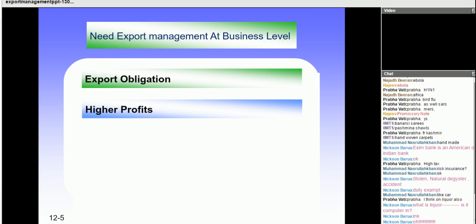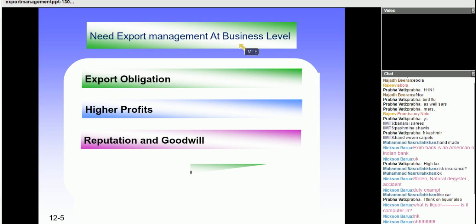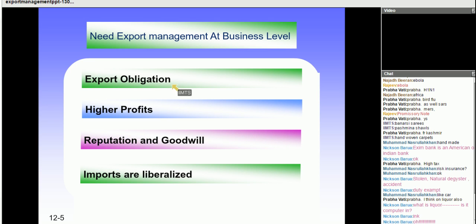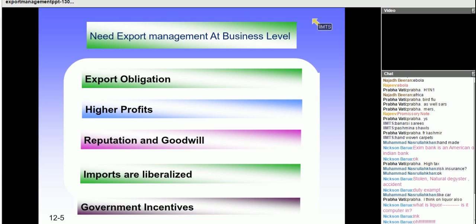Now at business level, just with reference to business, there is export obligation for higher profits. Everybody aims at higher profits. So we need to manage it with the help of export management. Then reputation and goodwill is important, and imports are liberalized. Government incentive. You understand liberalized? Liberalized is relaxed, much more easier.